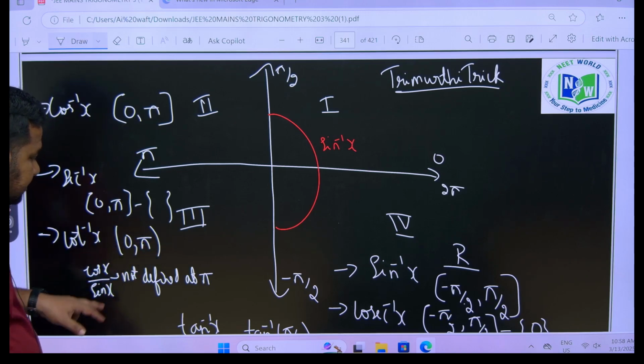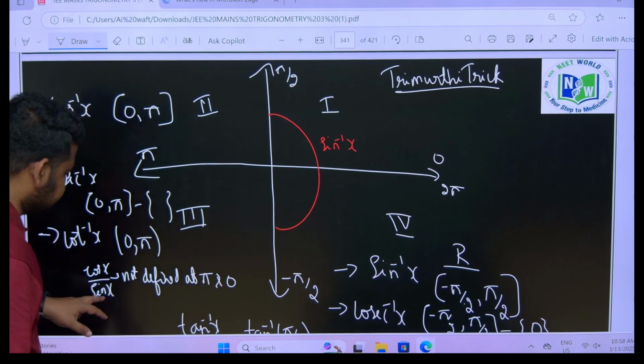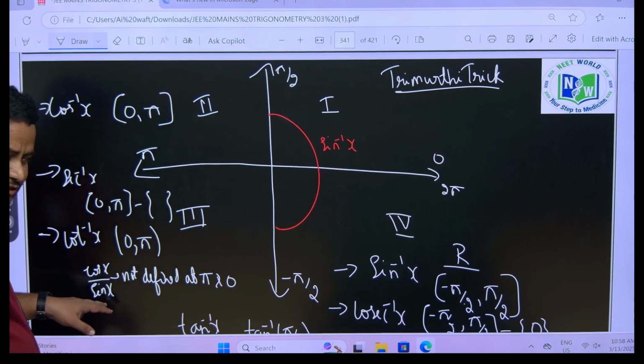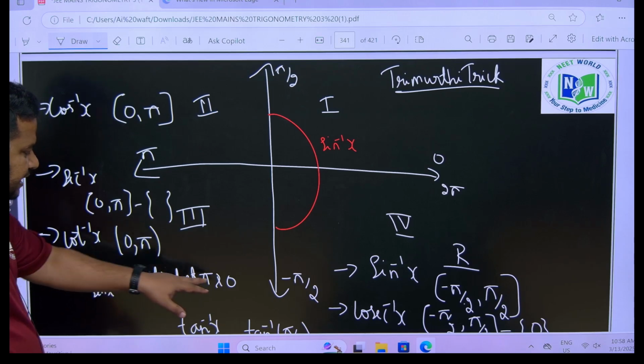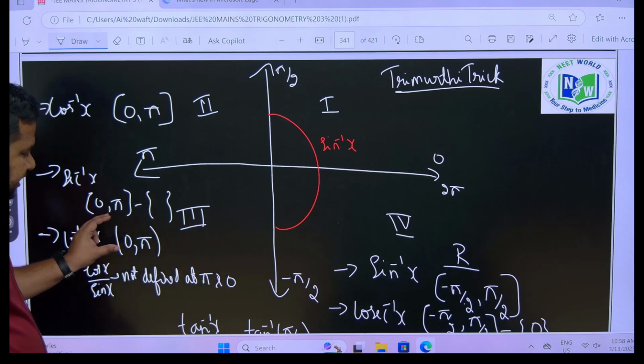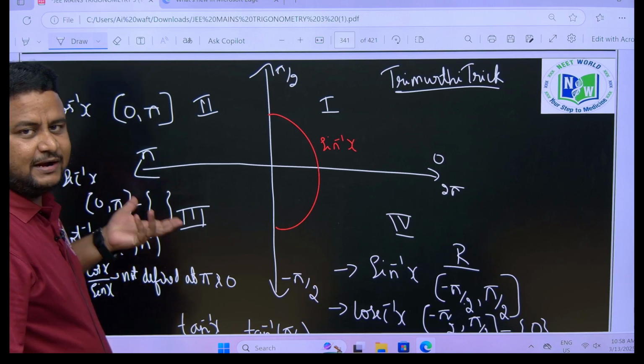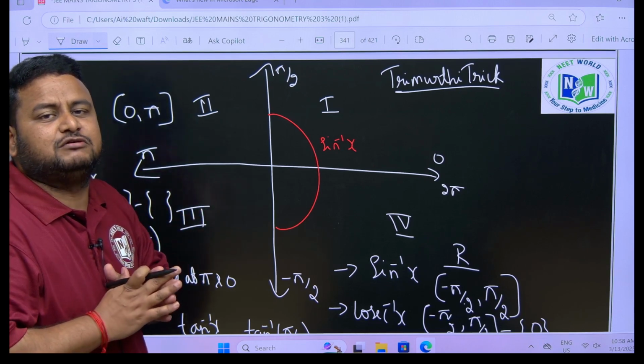Suppose I take sin 0, sin 0 will become 0. So this will again become not defined at 0. That's why you have to take an open interval, not a closed interval. That means 0 and pi are not included, only the values in between are included.